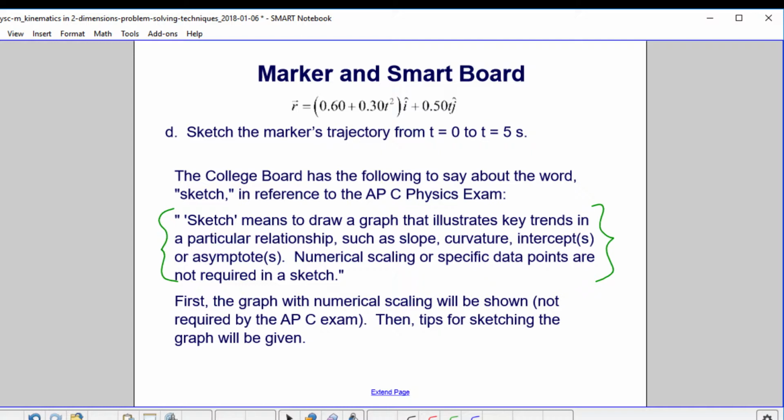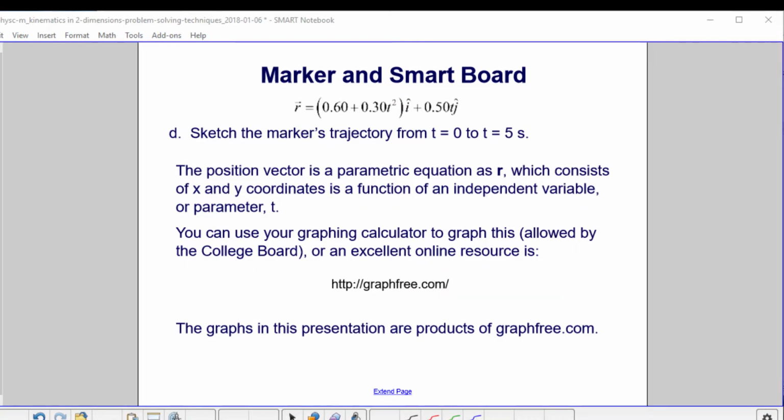So what we're going to do, we'll do a little extra. We are going to show numerical scaling, just so you can know how to do the physics here. And just realize it's not required by the AP Physics C exam. And then we'll give tips for sketching the graph. The position vector is a parametric equation, as r, which consists of x and y coordinates, is a function of an independent variable, or parameter, called t. For more info on this, please check in your calculus class, and I'm sure the teacher will be glad to help.